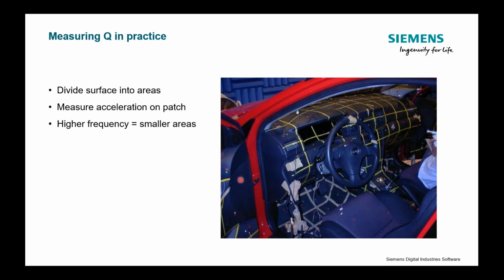And as my frequency range of interest goes up, those patches need to get smaller and smaller. And that's really just due to the wavelength of sound and the physical property of sound: at lower frequencies the wavelength gets bigger and bigger, and at higher frequencies that wavelength gets shorter and shorter. And so we need to use a smaller and smaller area to extend that frequency range. So this is how we measure a Q, kind of an operating or output Q.